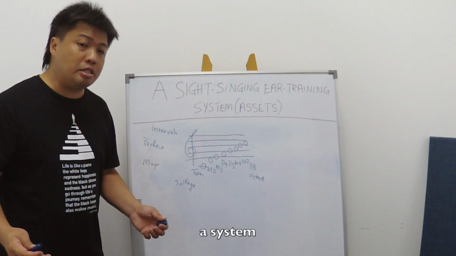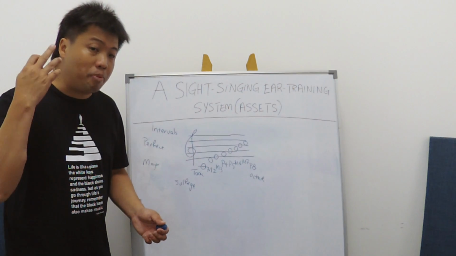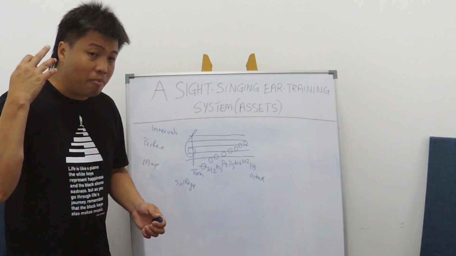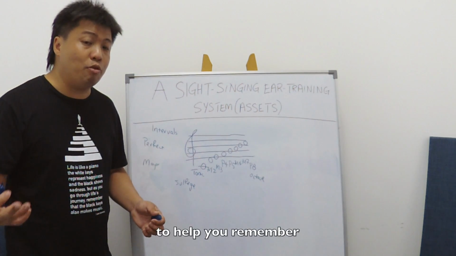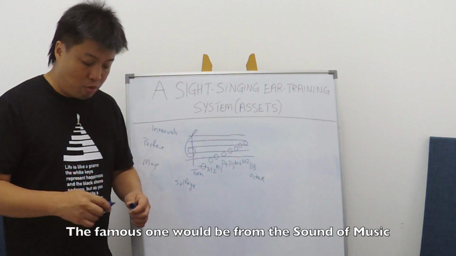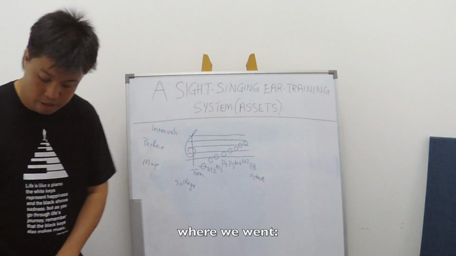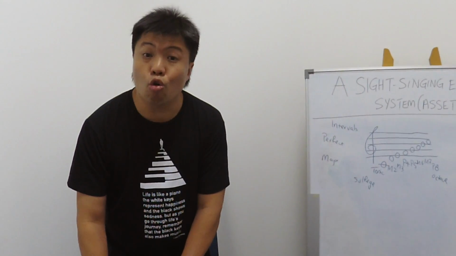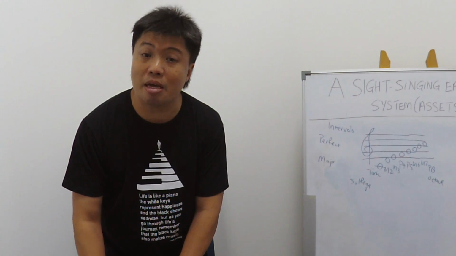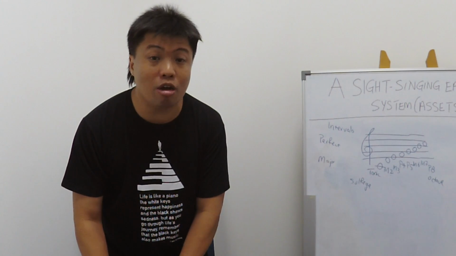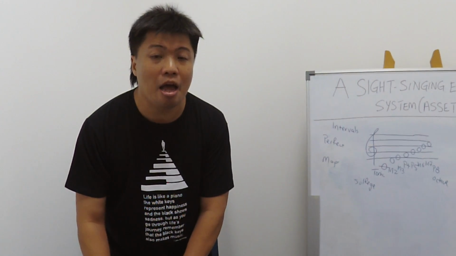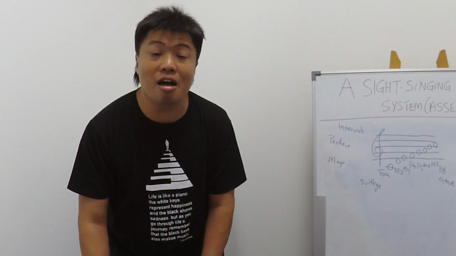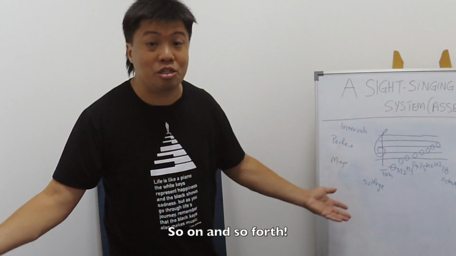Solfege is a system that allows you to be able to pitch and to be able to recognize right away what the pitch sounds like by using certain syllables to help you remember. The famous one would be from The Sound of Music, where we went, Do, a deer, a female deer, Ray, a drop of golden sun, Me, a name I call myself, Far, a long, long way to run, so on and so forth.